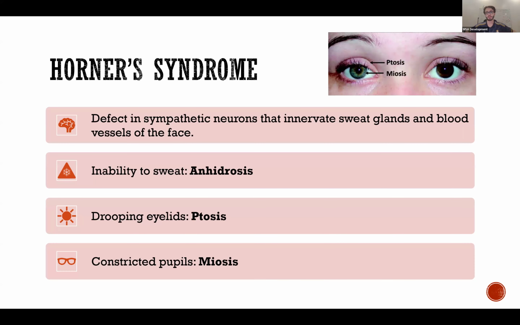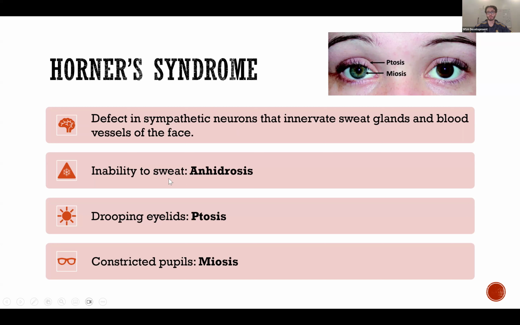The second sympathetic disease will be Horner's syndrome. Now, what is Horner's syndrome? It is basically a defect in the sympathetic neurons that are in the face region, that innervate the sweat glands and blood vessels. This defect could be caused by many factors. One of them is a lesion in these neurons. And for some reason, the neurons cannot elicit their effects. So if we have a defect in the sympathetic neurons in the face, we will have three consequent effects.